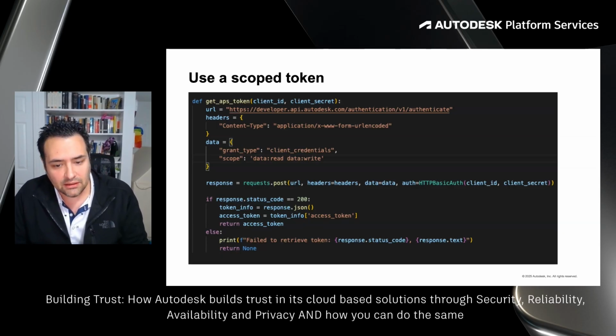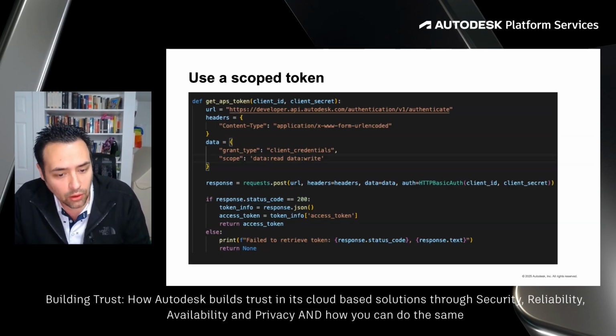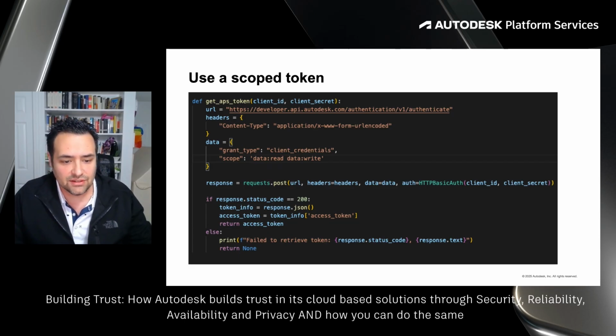In the context of APS, if you only need to view, say, a particular model, then you should scope the access token to that specific model and nothing more. That way, if the token is ever stolen or compromised, the damage is limited because the attacker can only gain access to what the token was scoped to and not the entire system.